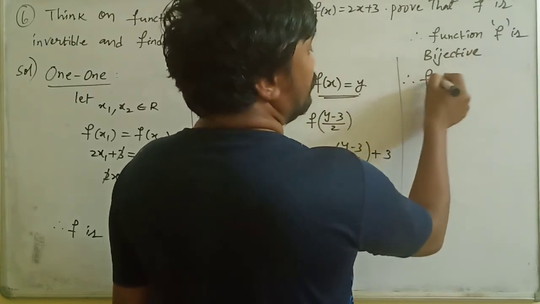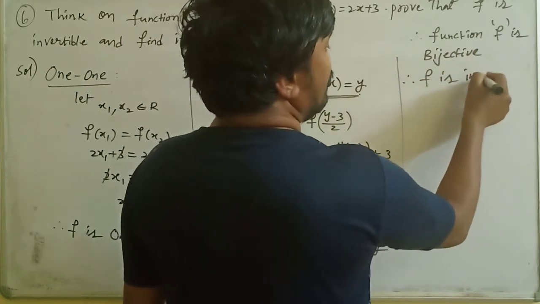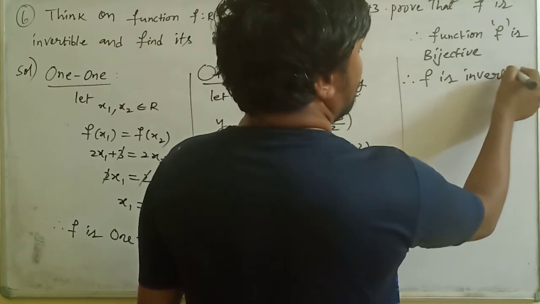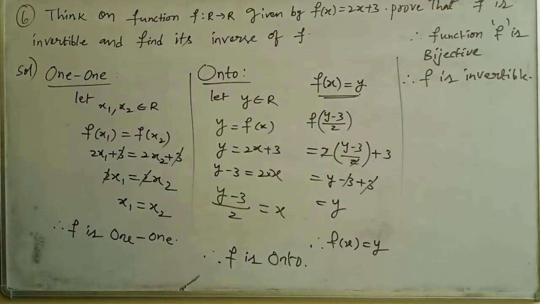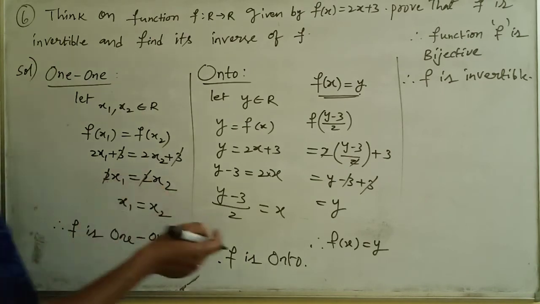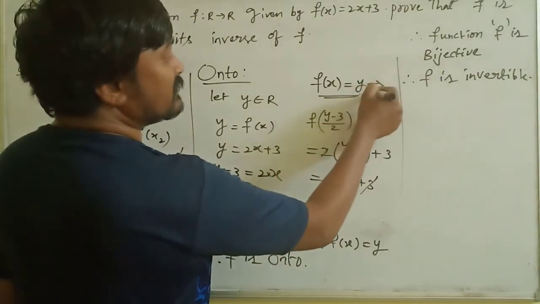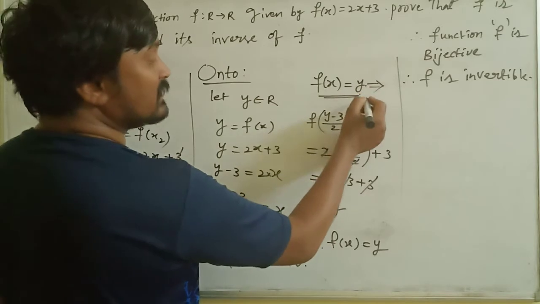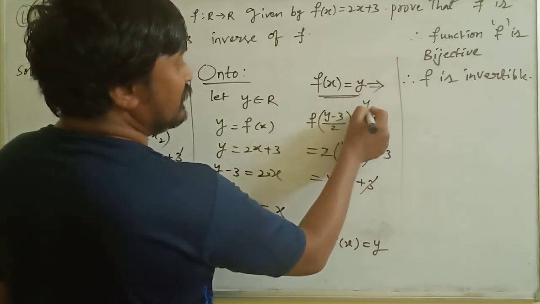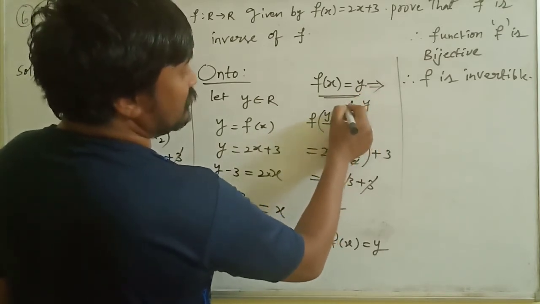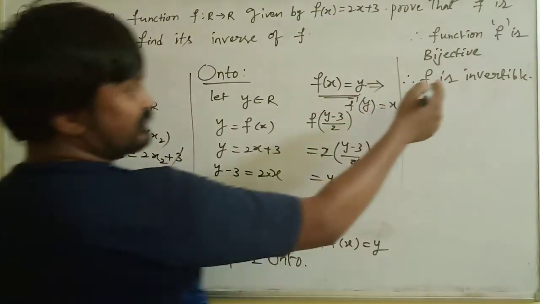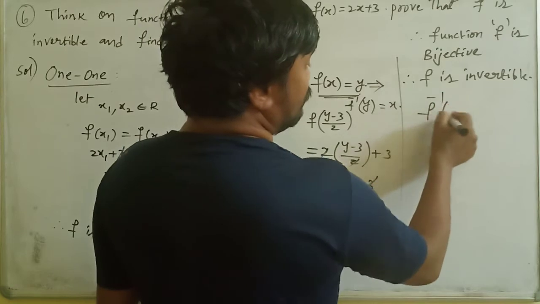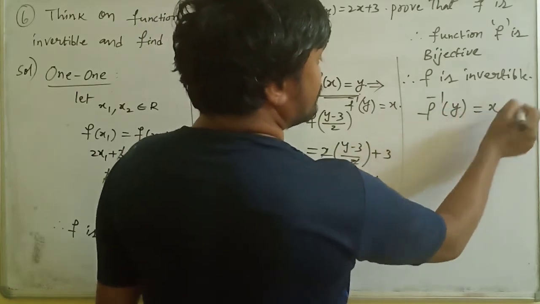Therefore, f is invertible. So if it is invertible, how to solve? Last time I already proved f of x is equal to y. This implies what we can write: y is f inverse of y is equal to x. So therefore here write f inverse of y is equal to x.